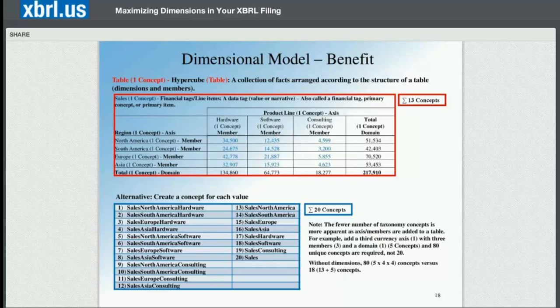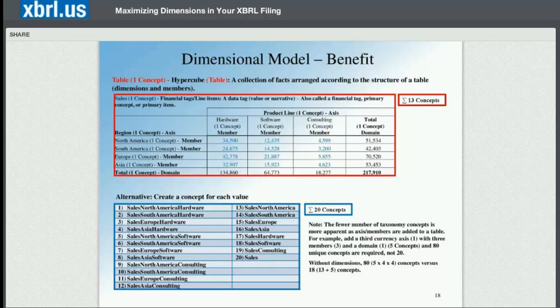Why do we have dimensional modeling? Dimensional modeling is provided because if you think that the taxonomy has an exorbitant 20,000 plus elements right now, if you didn't have dimensional modeling, every individual fact that you could ever report would have to be an individual primary concept. And you would have exponentially greater number of concepts. So if you look at the top part of the section, I took our example table, and you can see that we have 13 concepts to define 20 values. If we did not have dimensions, here we have 2 dimensions.